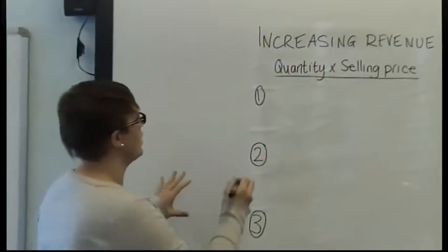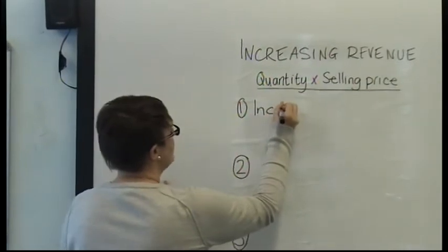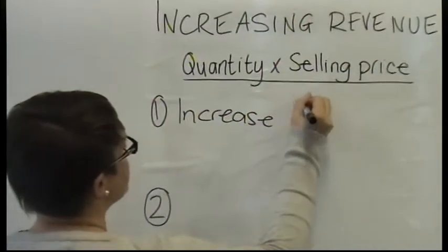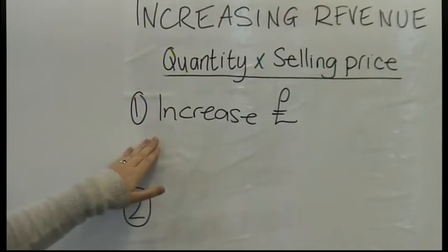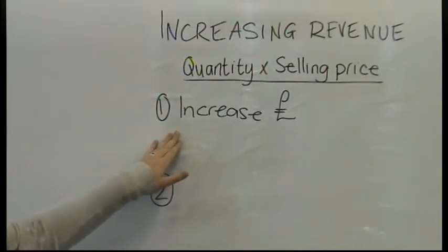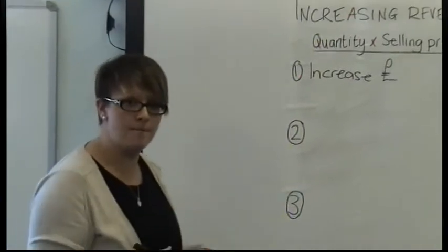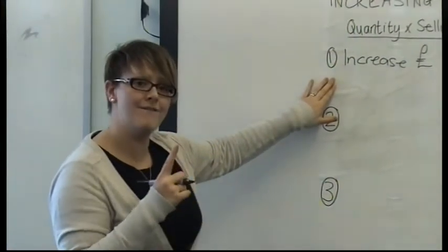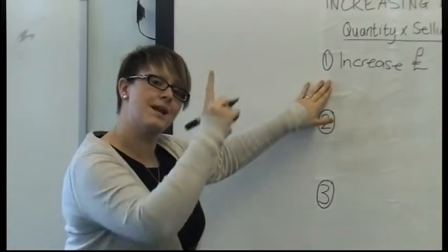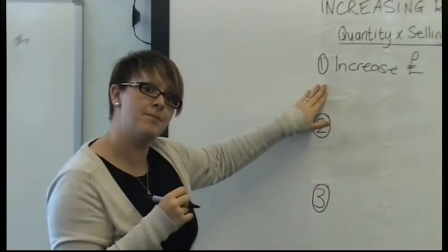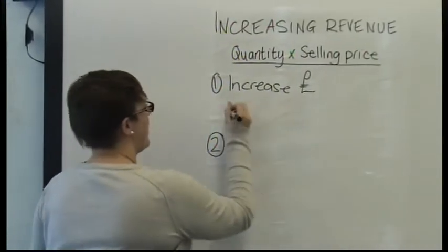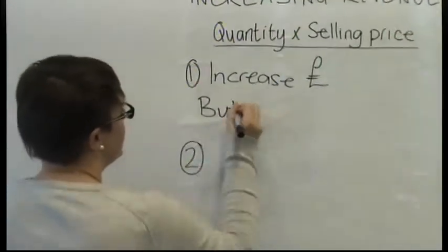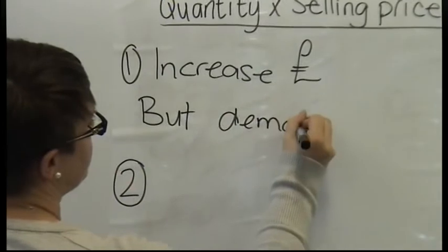Okay, so let's take the selling price. What we could do, first off, is try and increase our selling price. And that's great. So maybe you could go from selling something at £1 to £2, so you would almost double your revenue. However, just because you put your selling price up doesn't mean that people will buy. So your analysis is here that you can increase the selling price, but demand might go down.